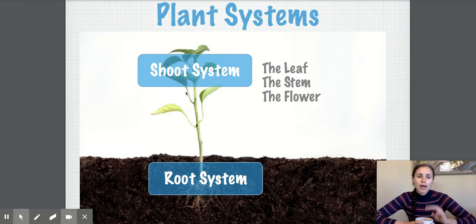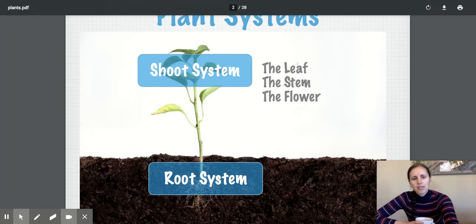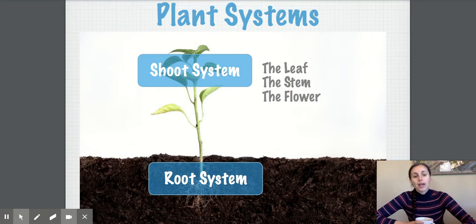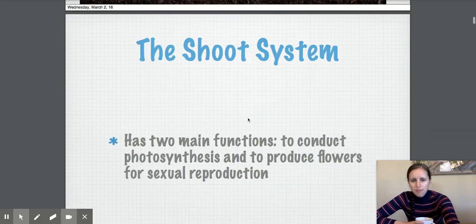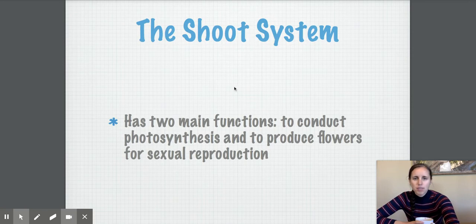The shoot system actually has three different components to it we're going to talk about. It's got the leaf, it's got the stem, and it's got the flower. So you might not have considered these as different sections of the plant before, but each one of them has a very unique job that it does for the plant, and each of these jobs can be likened to a job of an organ system in humans as well. So let's start by talking about the shoot system. The shoot system has two main functions.